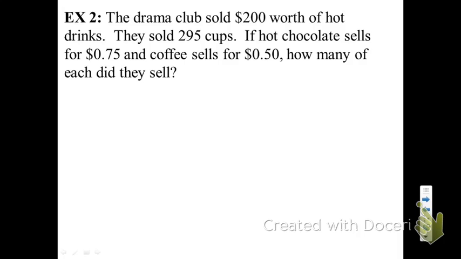Alright, word problems, our application problems. It says the drama club sold $200 worth of hot drinks. They sold 295 cups. If hot chocolate sells for 75 cents and coffee sells for 50 cents, how many of each did they sell? The first thing you're going to want to do when you get this type of problem is identify your variables. So I'm going to do H is hot chocolate, and C equals coffee.